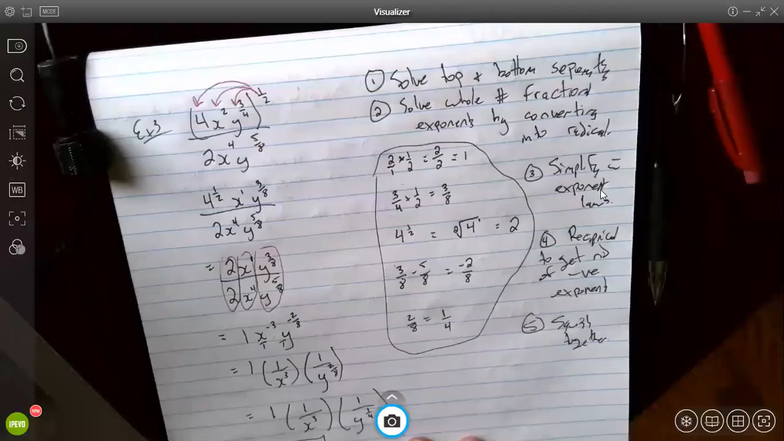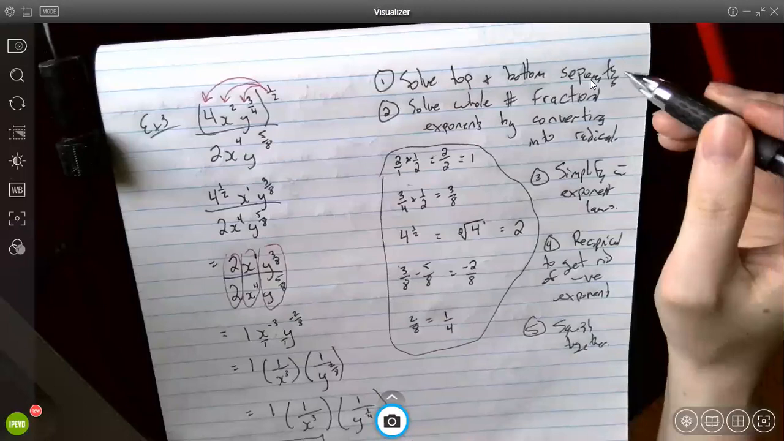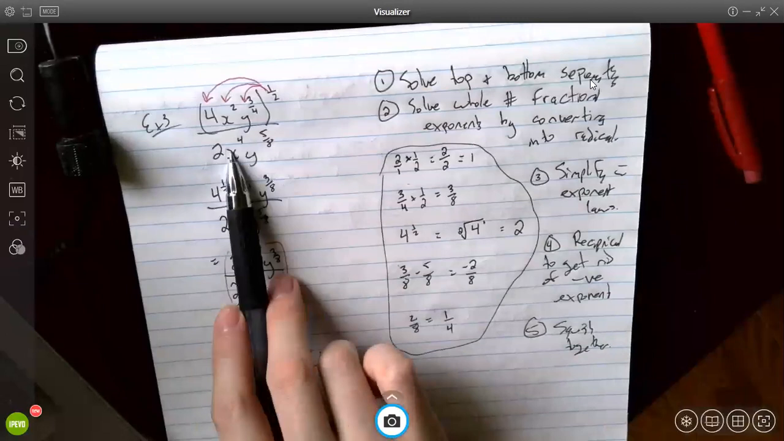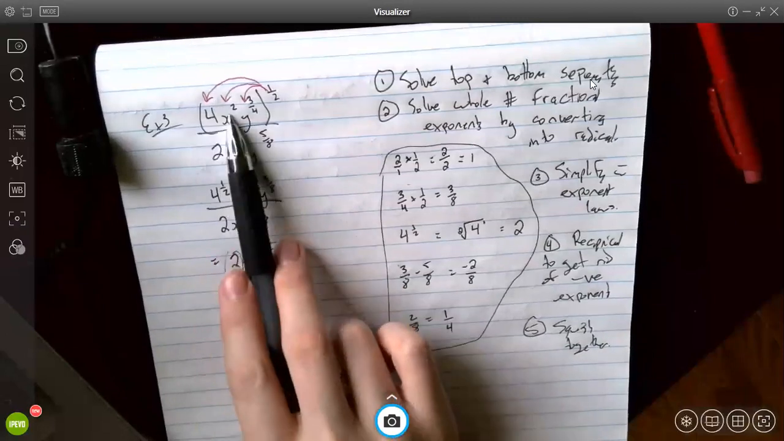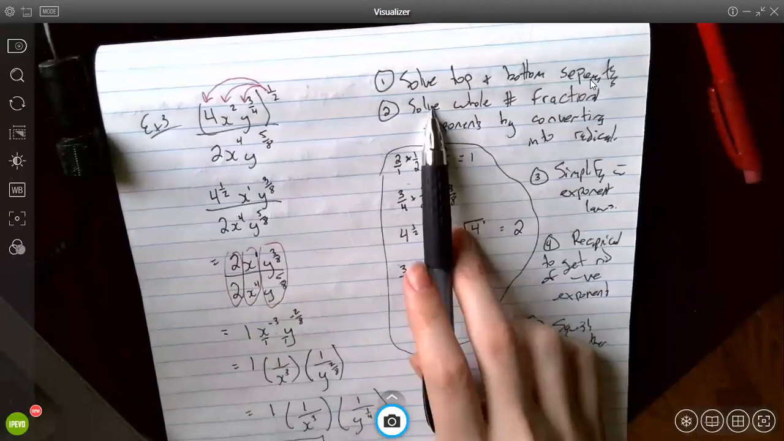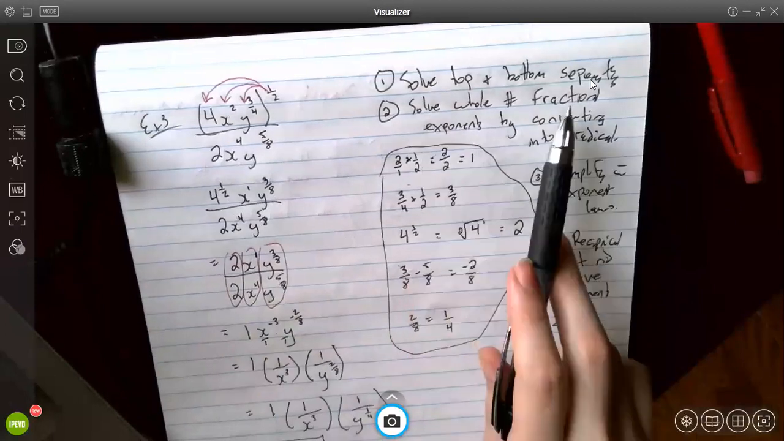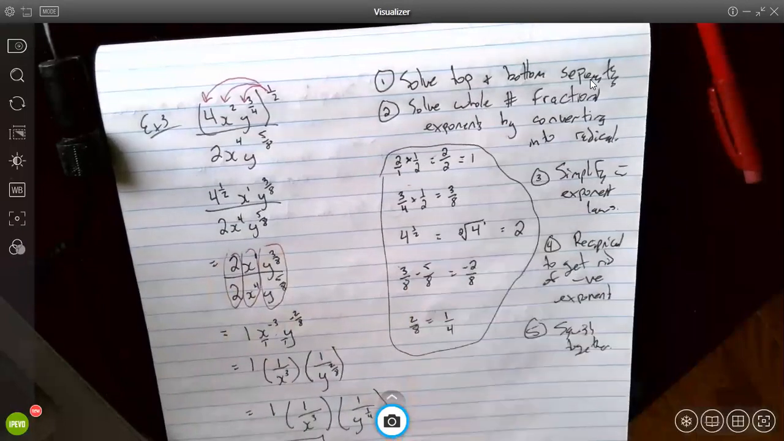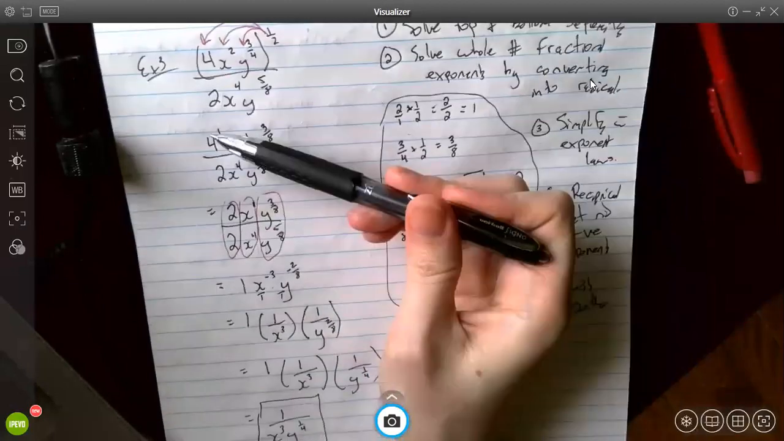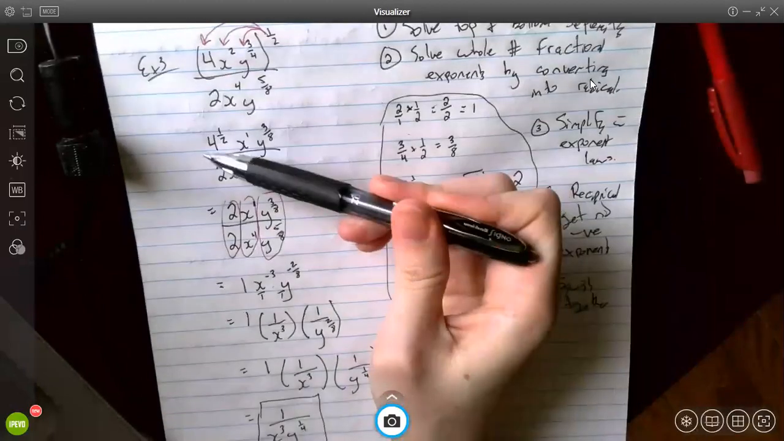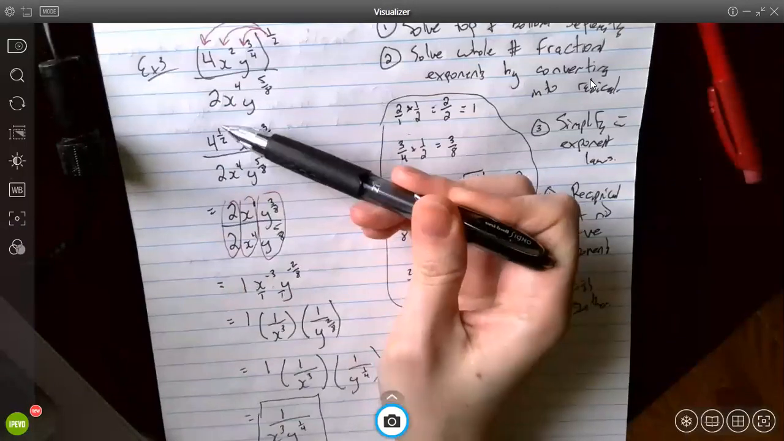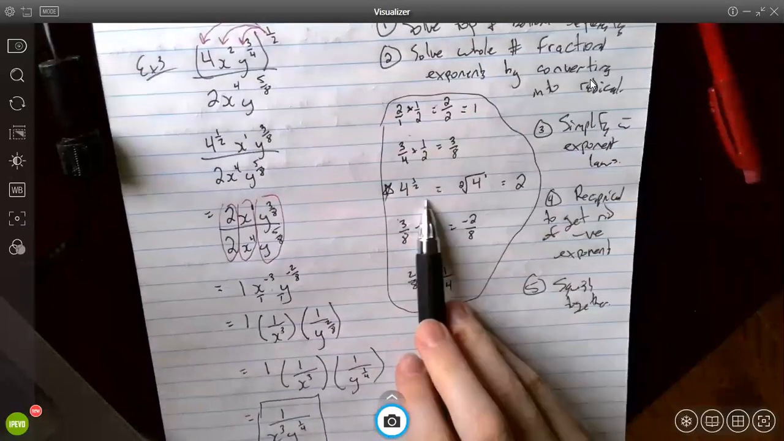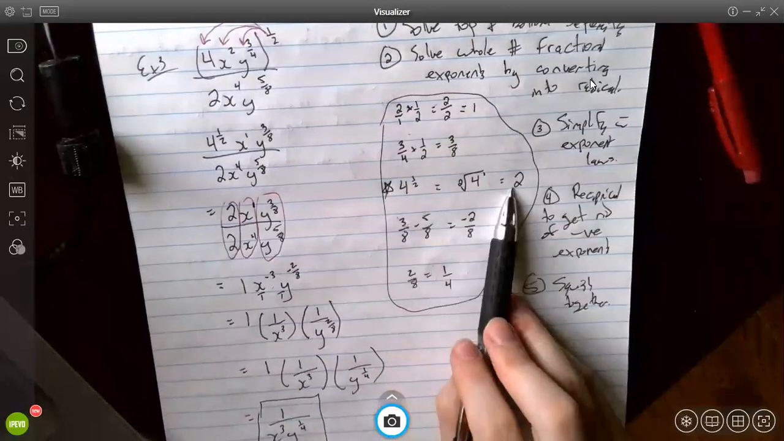Okay, so these were the steps that we followed. We started by solving the top and the bottom separately. In this case, there was nothing to solve on the bottom. We just had to solve the top by multiplying in that fractional exponent. Then solve any whole number fractional exponents by converting into a radical. This was the one step that was new compared to the last problem that we did. So this whole number 4 had a fractional exponent 1/2. So we solved that right here by turning that fractional exponent into a radical and solving like that.